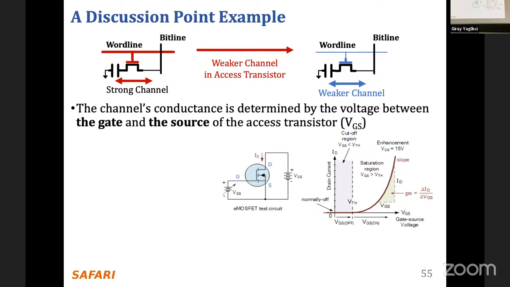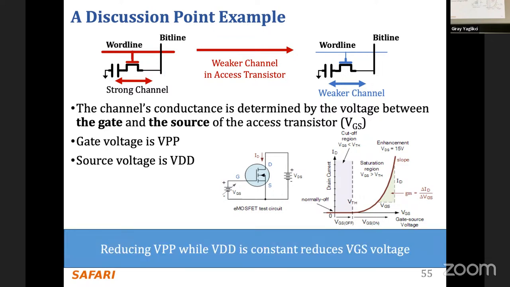If you increase VGS, then the amount of current increases so that it conducts better, basically, when you have a better voltage difference between the gate and the source. And how is it relevant here? The gate voltage is VPP and the source voltage is VDD, right? So in this sense, reducing VPP while VDD is constant reduces VGS. This is exactly what we do in this paper. We reduce VPP, we do not change VDD, and as a result, the gate-to-source voltage difference reduces and it causes weaker conductance between drain and source.